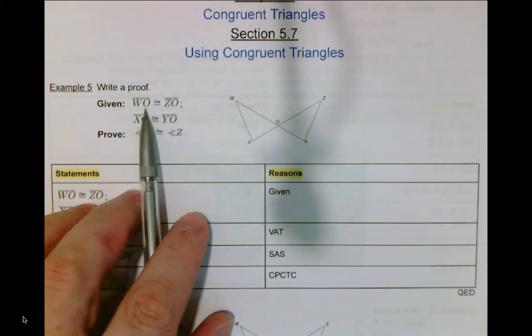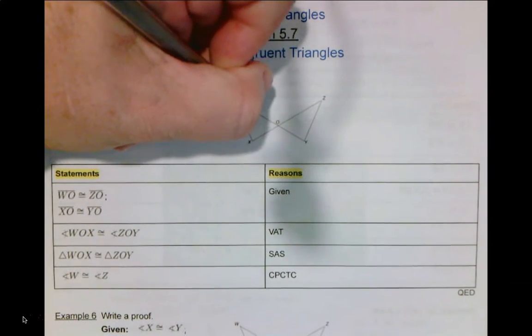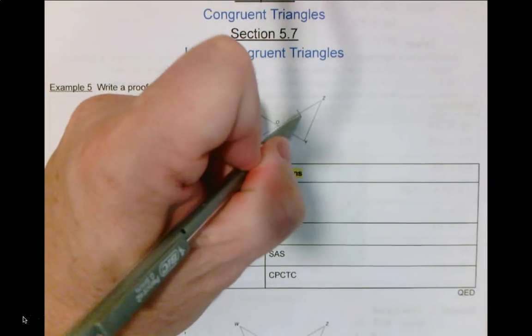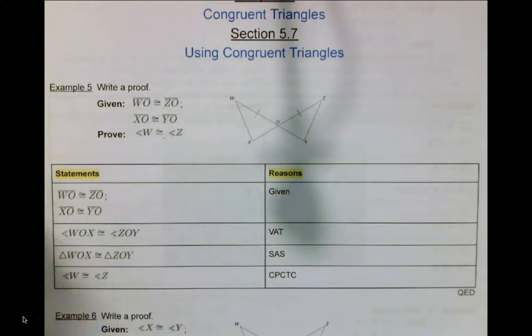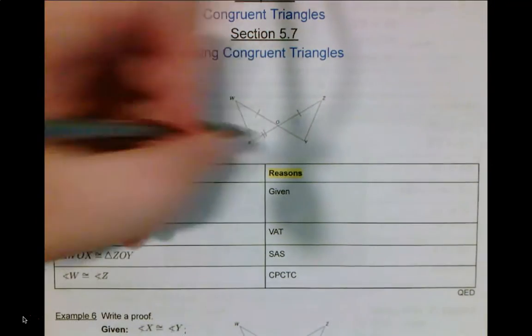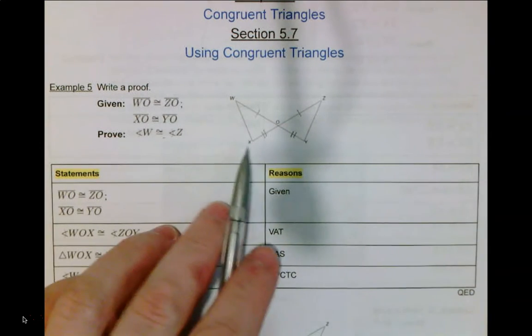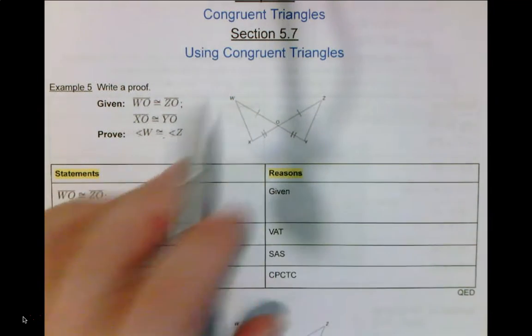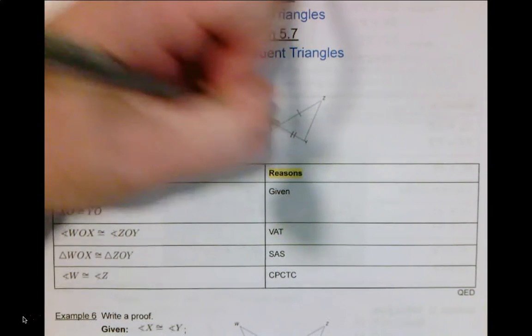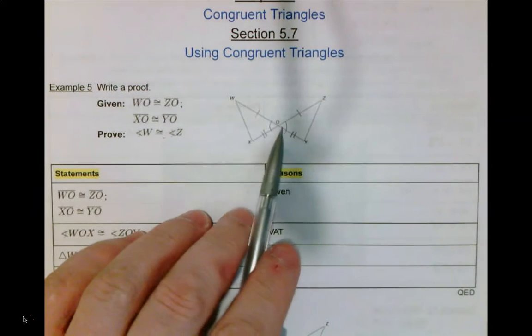So WO is congruent to ZO. Let's mark that up in our diagram. WO is congruent to ZO. Okay. XO is congruent to YO. XO congruent to YO. Okay, good. Now, when we look at the diagram, we want to see, is there anything else that we can conclude? Yes, there is. We can conclude that angle WOX is congruent to angle ZOY by vertical angles theorem.